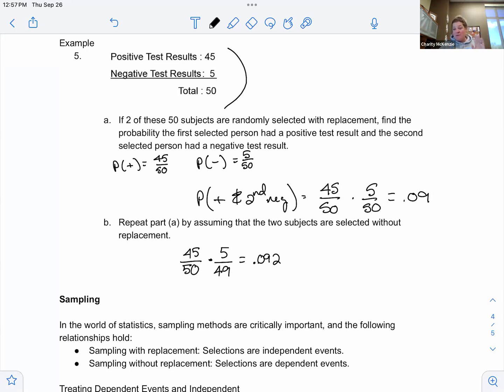So independent versus dependent. Which one of these, A or B, is dependent? B. The second one is dependent on what you got for the first one. So dependent.